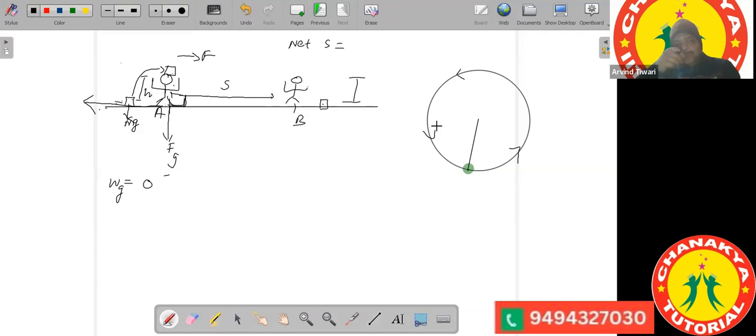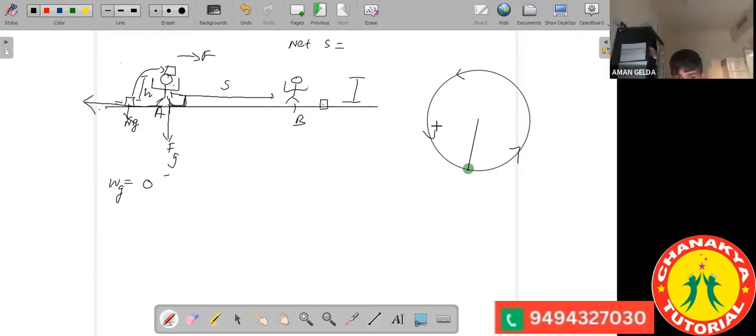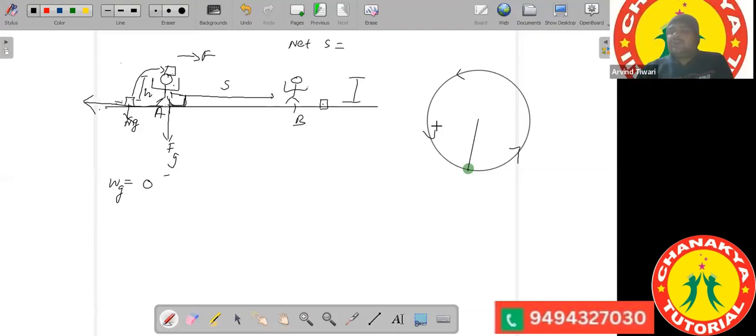So, do I need to apply any force, or will it move on its own? Aman, do I need to apply any force, or can it move on its own? So, you need to apply force. And in which direction do I need to apply the force? Let's say this is the center O, this is the point A. So in which direction do I need to apply the force?